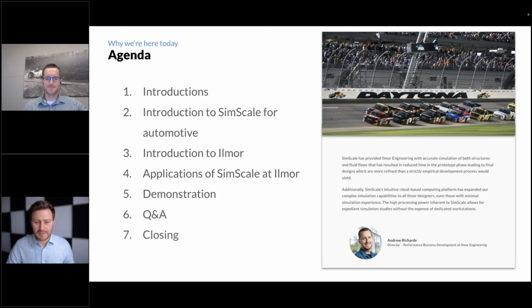Yeah, exactly. The other thing that I find interesting about motorsport, and obviously it's notorious for being a challenging industry in the field of engineering. So specifically for you at Ilmor, what does a typical engineering project look like, Andrew, and what challenges do you face on a day-to-day basis?